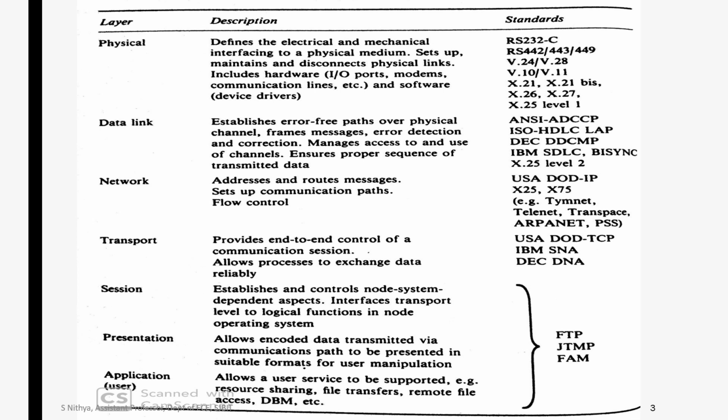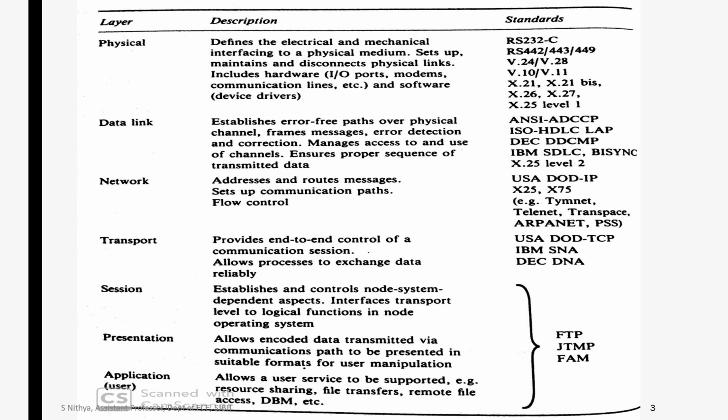The second layer is the data link layer. The data link layer establishes the error-free path over the physical channel, frames messages, performs error detection and correction, manages access to and the use of the channels, and ensures the proper sequence of transmitted data. These are the operations performed by the data link layer. The standards used here are ANSI ADCCP, ISO HDLC, DEC DDCMP, and BISync.